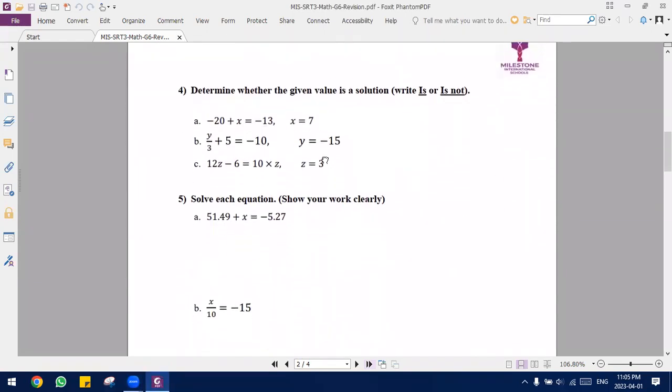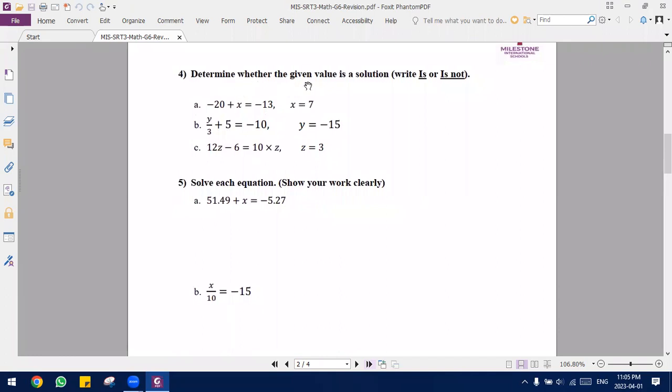Okay. Now in this question, it says determine whether the given value is a solution, right, is or is not. And also we need to show our work. Now, normally we have equations and we solve them to find the value. But here in this question, as you can see, we already have the value, x equals 7. So what do we need to do here? We need to check if it is a solution or not.